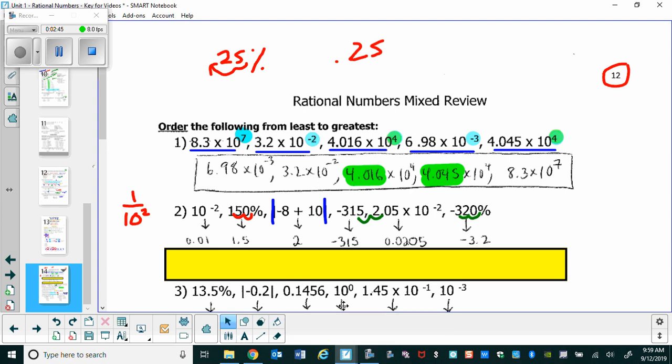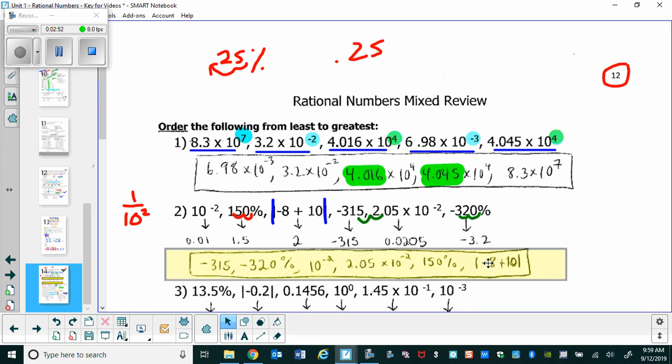And we're going to start with the negatives. And -315 is way smaller than a -3.2. So there's the -315 is smaller. This is -3.2. Careful, a lot of people are going to mix that up because they see a -320%. And even though it's a percent, some people are just going to see the -320 and think that it's the smallest number. But because that's really a -3.2, it's closer to 0.